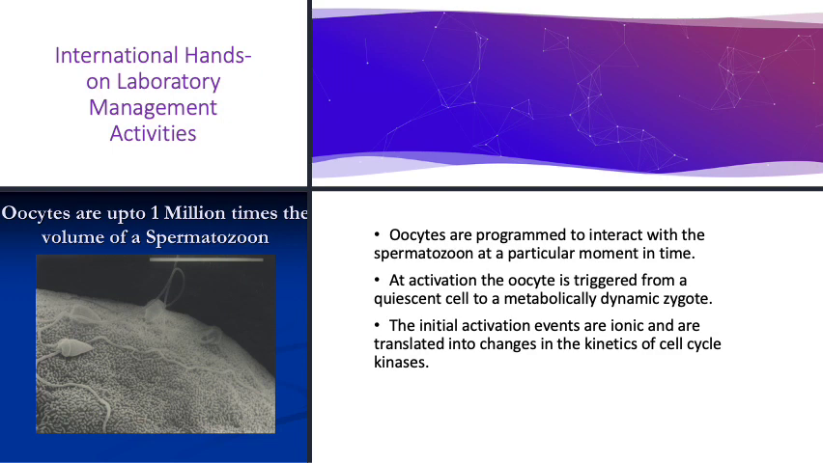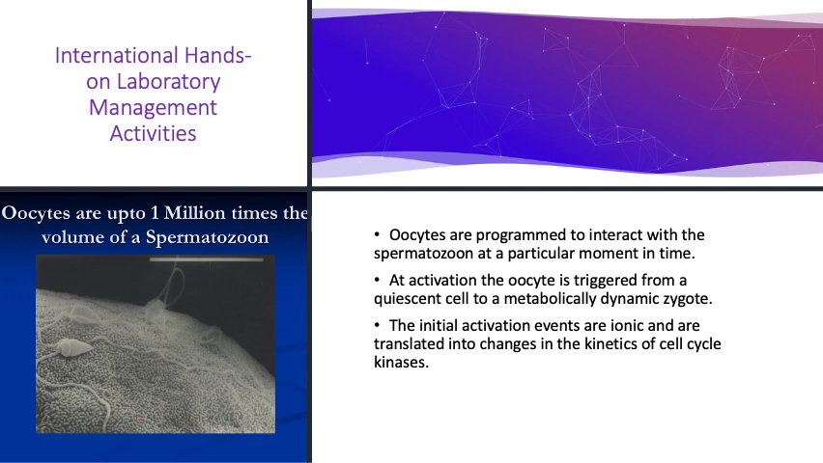So oocytes are often up to 1 million times the volume of a spermatozoa, and yet this tiny sperm can trigger the resumption of meiosis and all the metabolic changes that occur in the egg, the oocyte, and I'll explain those later. But generally, we need to understand that oocytes are programmed to interact with the sperm at a particular moment in time. And if they are interacting with the sperm too early or too late, it doesn't really work, and you get partial activation.